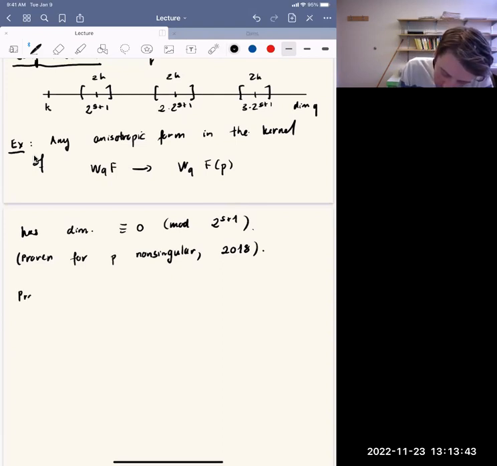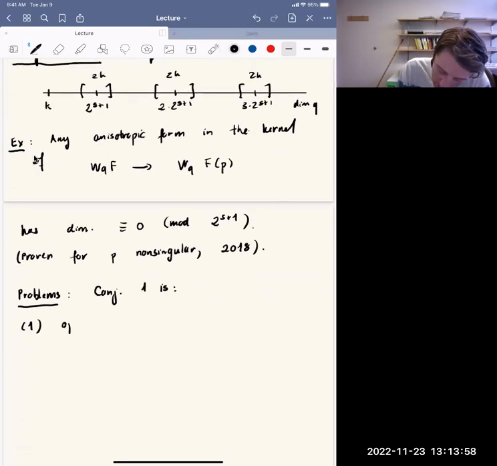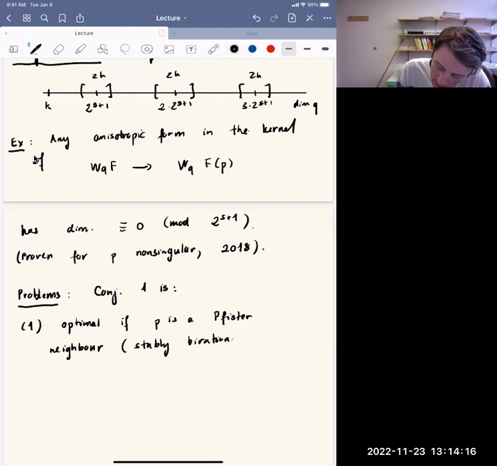So there are two sort of basic problems with the conjecture as it's formulated. So conjecture one, we can say one, well, first, the conjecture is optimal, but only in a special case. So the conjecture is optimal if P is a Pfister neighbor. So I'll just remind you, most people here probably know, but this means that it's stably birational to a Pfister form, so a tensor product with binary forms of dimension 2 to the S plus 1.